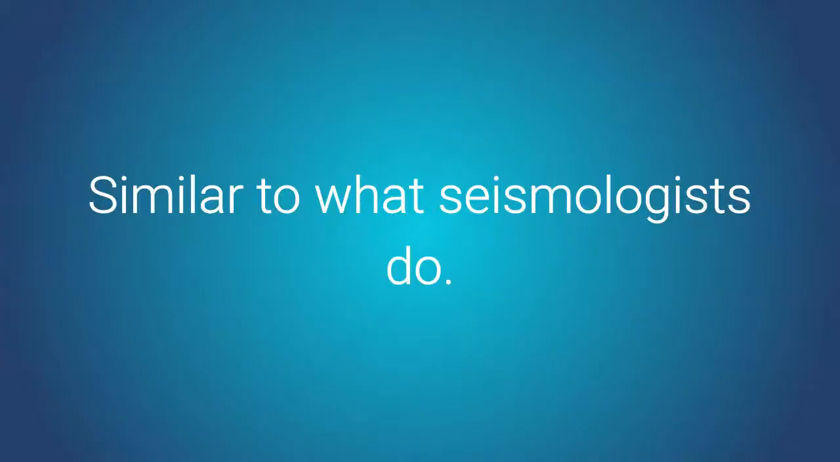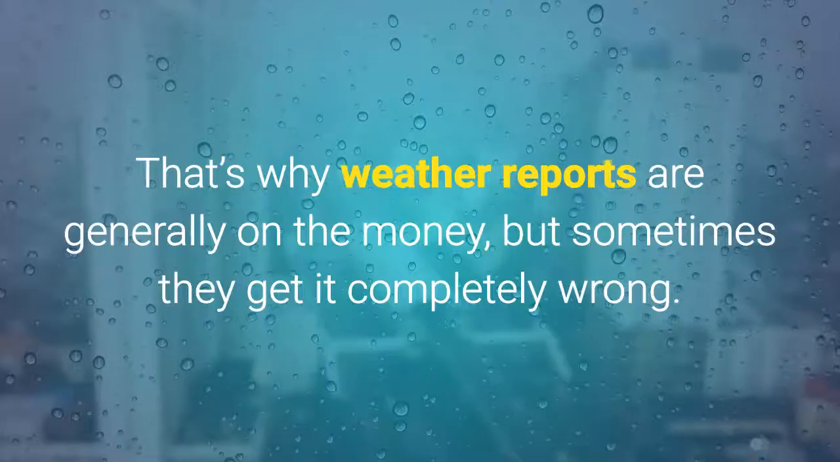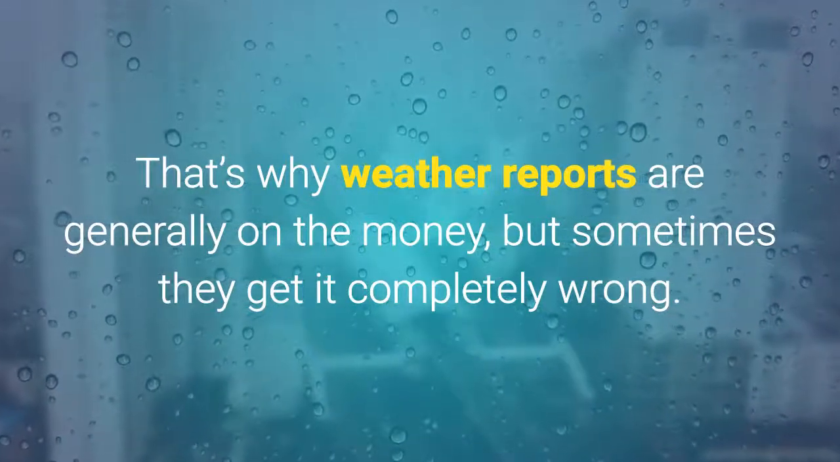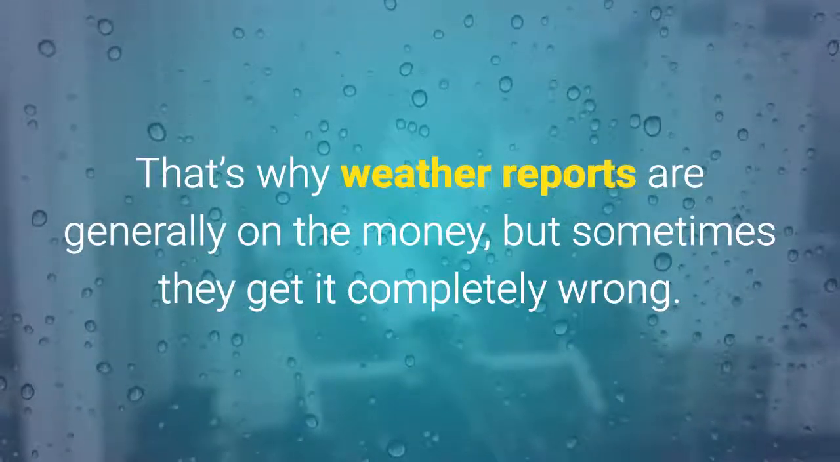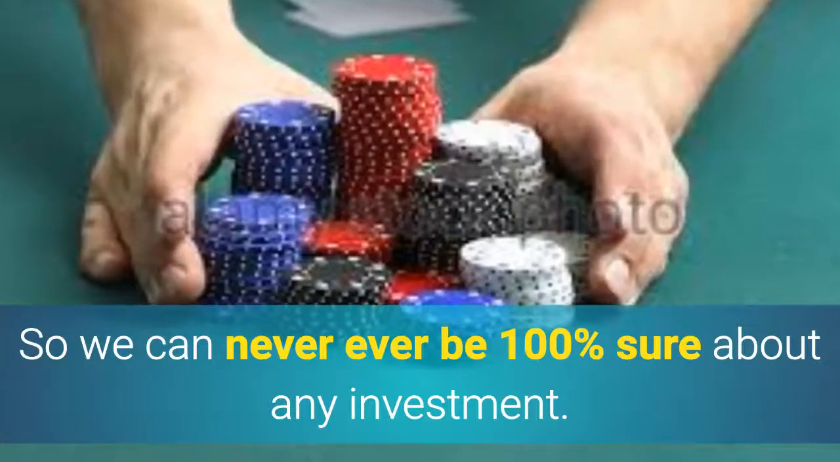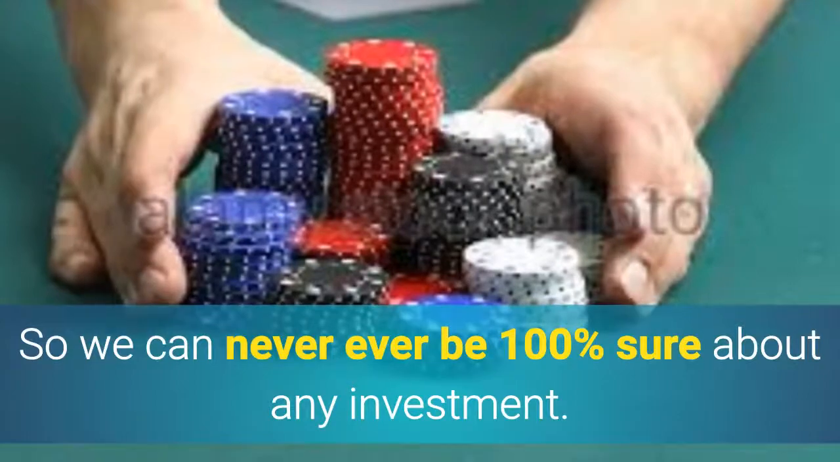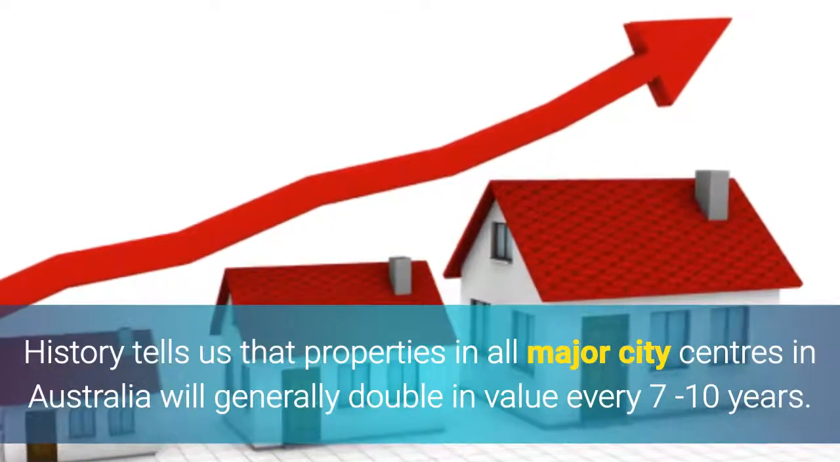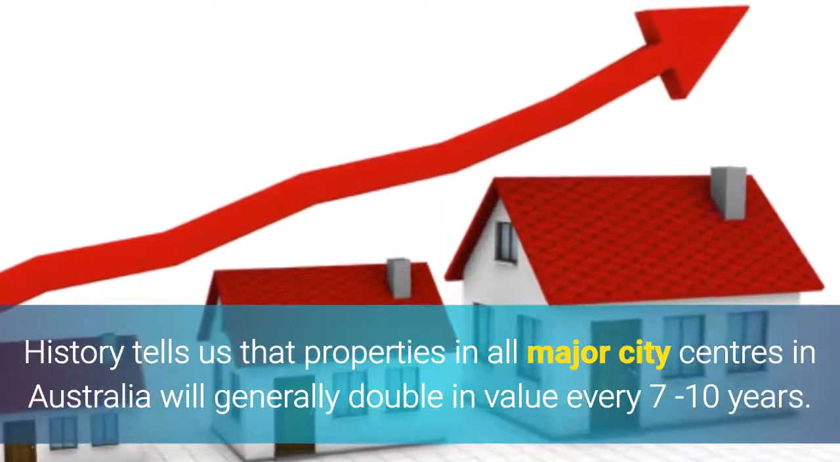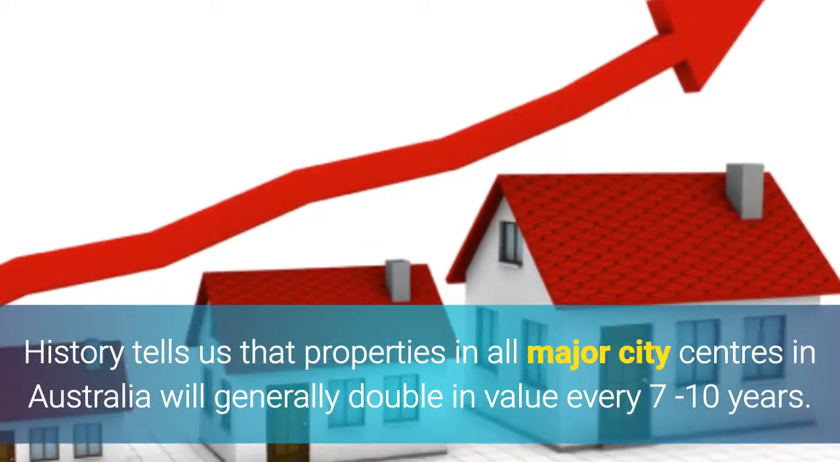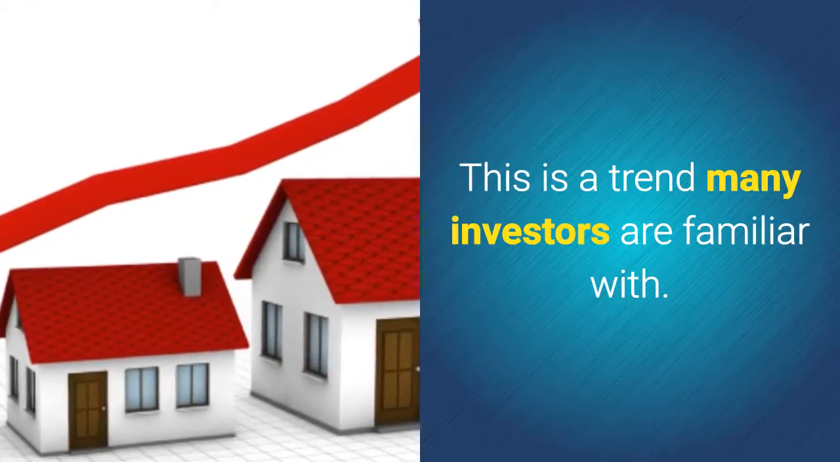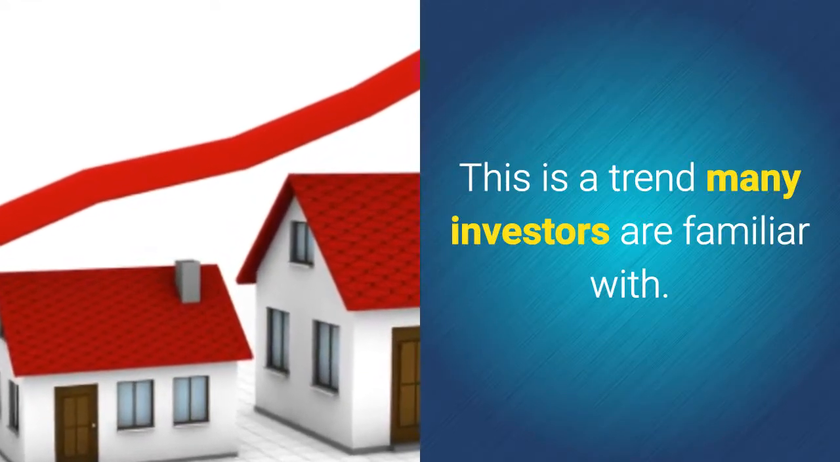Similar to what seismologists do. And that's why weather reports are generally on the money, but sometimes they get it completely wrong. So we can never ever be 100% sure about any investment. History tells us that properties in all major city centres in Australia will generally double in value every 7 to 10 years. This is a trend many investors are familiar with.